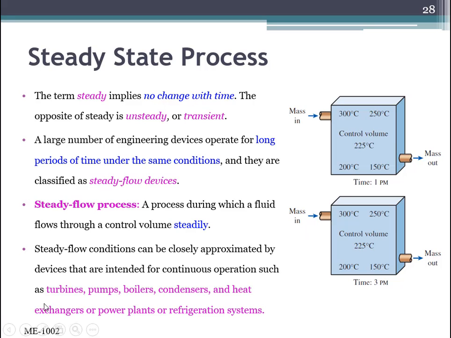Usually the mechanical devices like turbine, pumps, boiler, condenser, heat exchangers, and power plants, refrigeration systems can be modeled as a steady state process for a longer time.